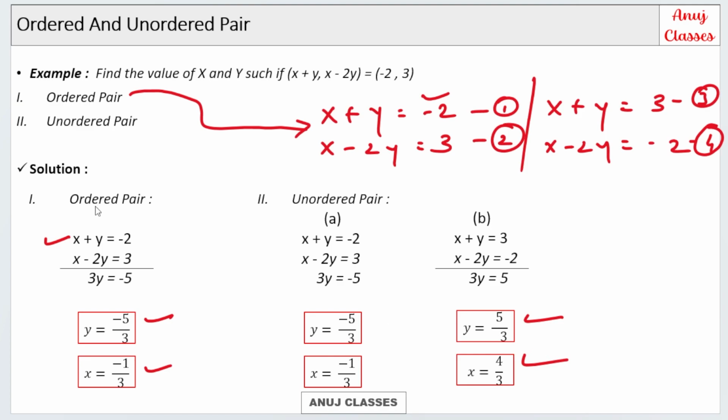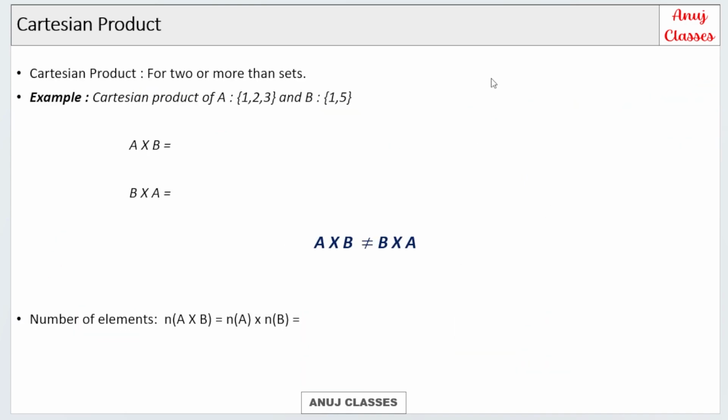So this will wrap up the examples of ordered pair and unordered pair, and we will be moving to our next topic, which will be Cartesian product. Cartesian product of A and B, so A cross B. This cross sign will indicate that we have to give a Cartesian product.